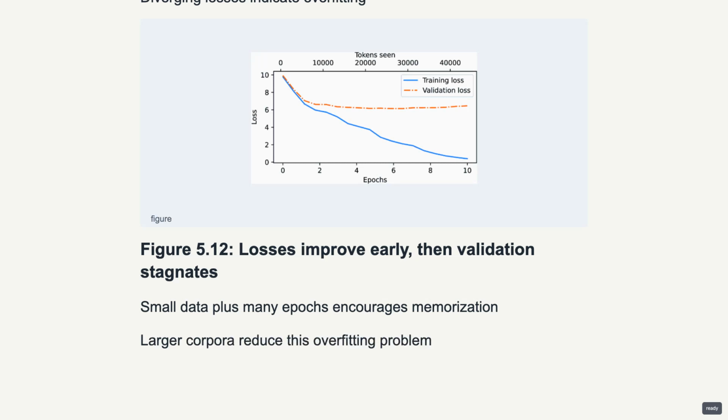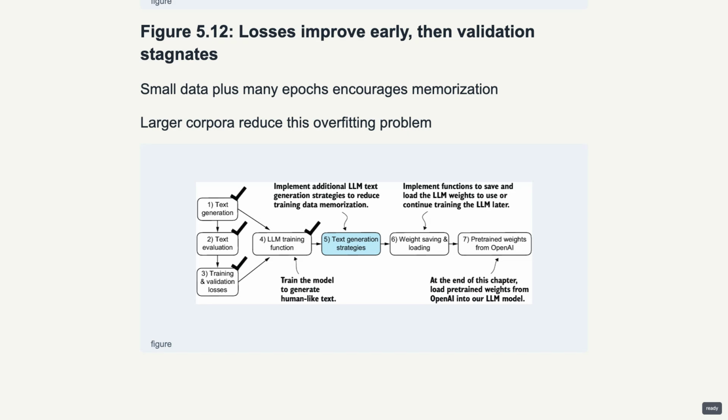A much larger book collection gives the model more variety, so the same passage is less likely to be copied verbatim. That is why scale matters so much when training language models. The important part of this figure is the contrast between fluent continuation and copied training text. That contrast explains why a model can look successful on one metric and still need better generation methods.